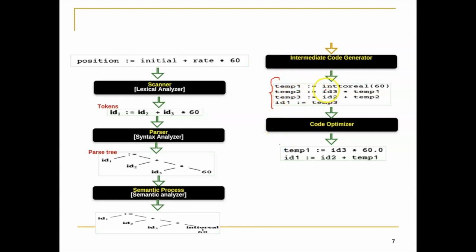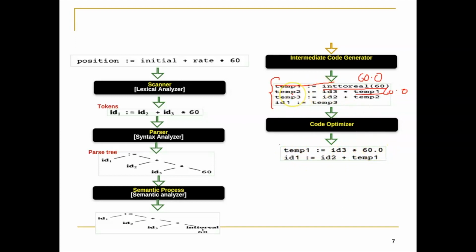See, this inttoreal of 60, we know that it is definitely 60.0. We don't need to write it as a function or those kinds of things, so we can straightaway write it as 60.0. So we don't need this, right? We can directly replace temp1 with 60.0. So temp1 is equal to id3 into 60.0.